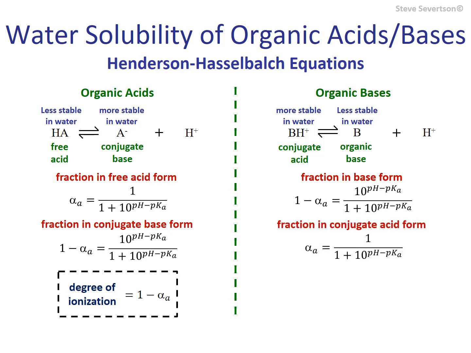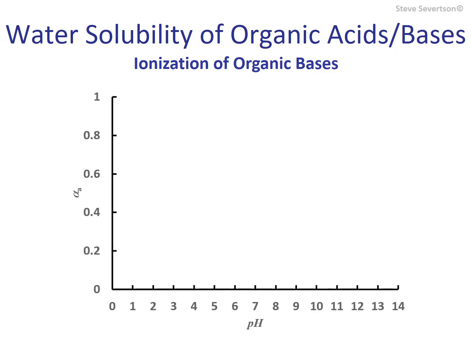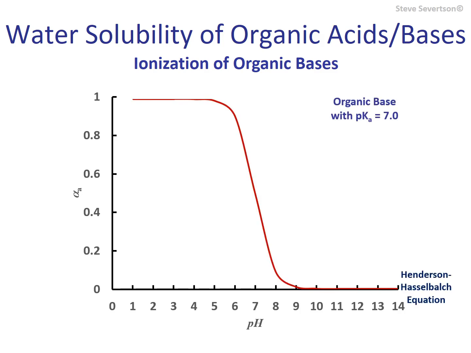So the degree of ionization of an organic base is calculated from the expression for alpha A. Note the difference compared with organic acids, where 1 minus alpha A is used. Here the ionization for an organic base, alpha A, with a pKa value of 7 is plotted against solution pH. Again, points composing the curve are calculated using the Henderson-Hasselbalch expression.